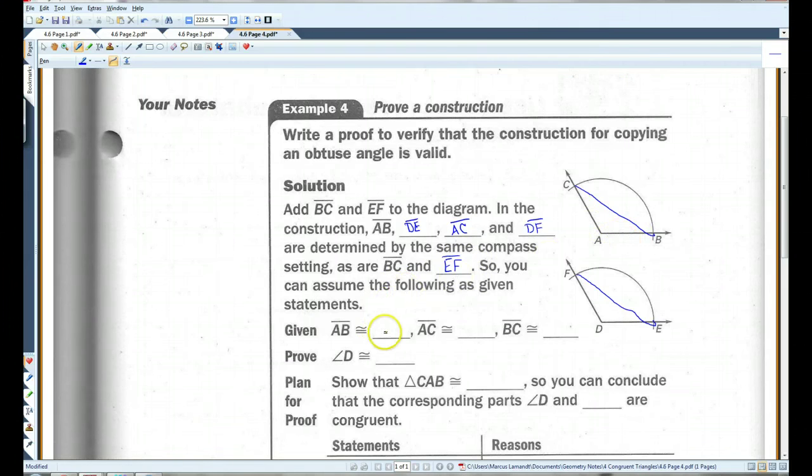AB is congruent to DE. AC is congruent to DF. BC is congruent to EF. We want to prove that angle D is congruent to angle A. Okay, our plan for the proof, we're going to show that triangle CAB is congruent to triangle FDE. So you conclude that the corresponding parts, angle D and angle A, are congruent.